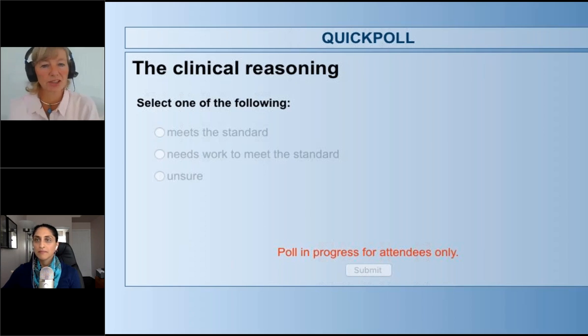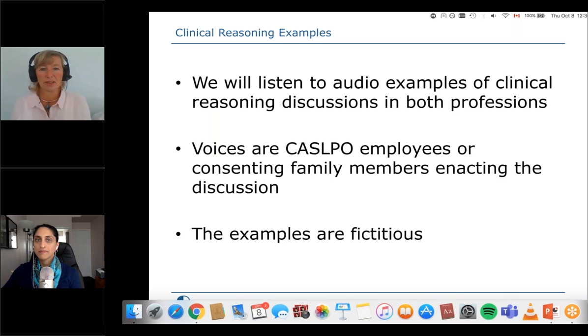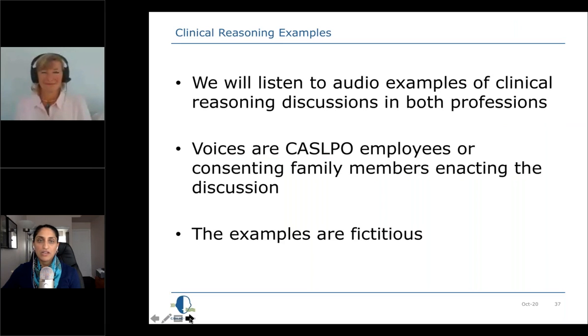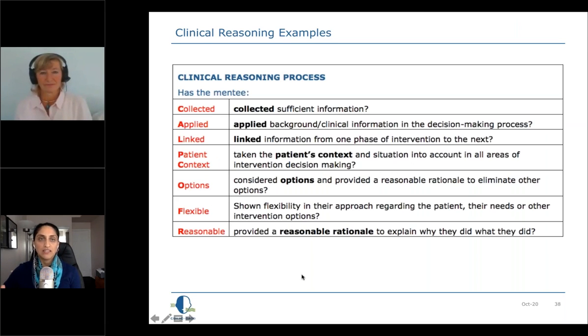And again, just while they're doing this, just to remind you, we haven't gone through the entire tool, but hopefully we've given you enough to make some kind of decision on this. So as you can see, we have 83% of those of you watching feel that it met the standard, 11% feel it needs work, and 6% are unsure. So we'll hide those results, and maybe Sarah, you and I can discuss a little bit the clinical reasoning processes that we were looking for in that example.